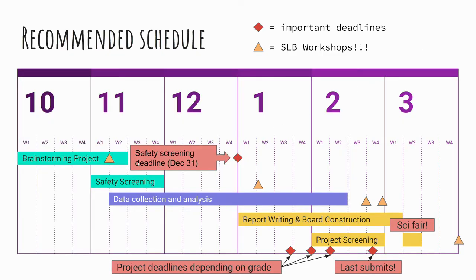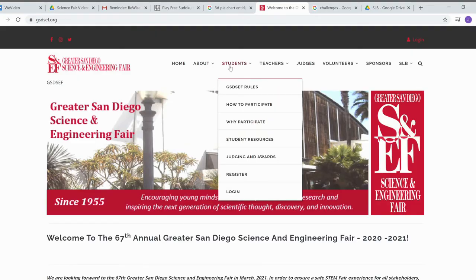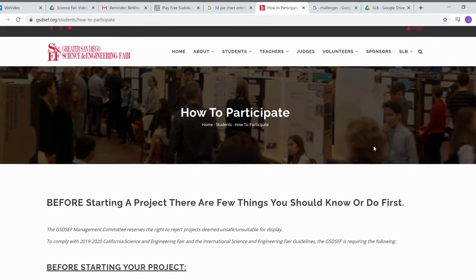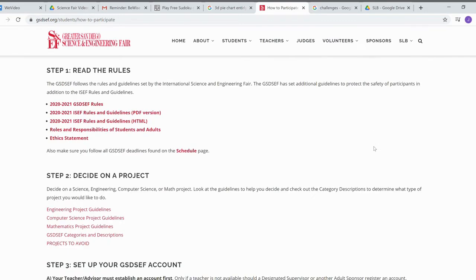There are two major deadlines to be aware of: the safety screening deadline and the submission deadline for getting accepted at the fair. The GSDSEF website has a step-by-step process on how to sign up and submit your project proposal and final project.